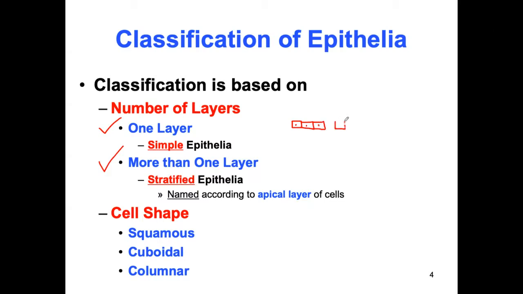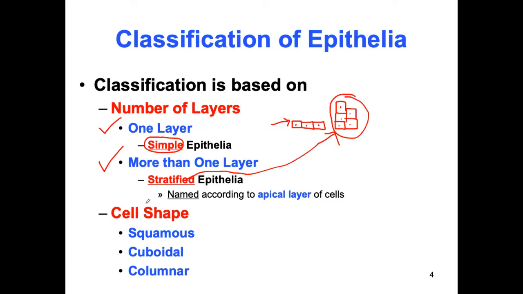compared to something like this that may be several layers like this, okay? So if we see something like this that's one cell layer, we refer to the word as simple epithelium. And if we see something like this that's multiple layers, then we say that it is striated. So striated is multiple layers, simple is one layer.